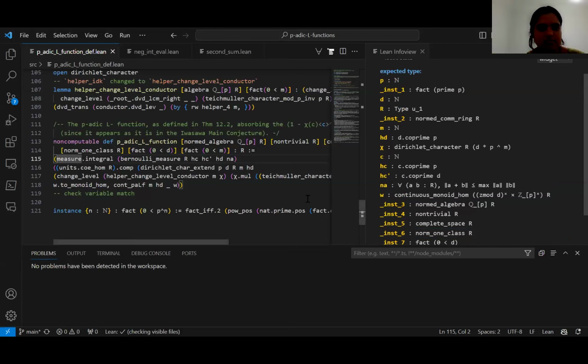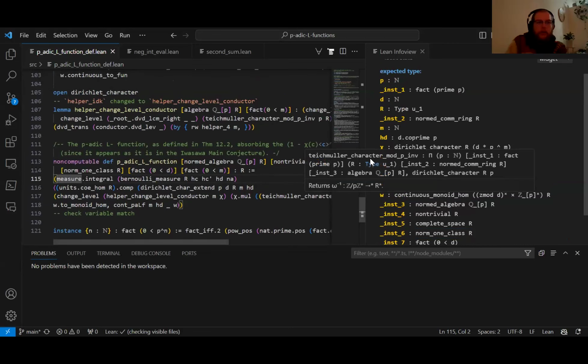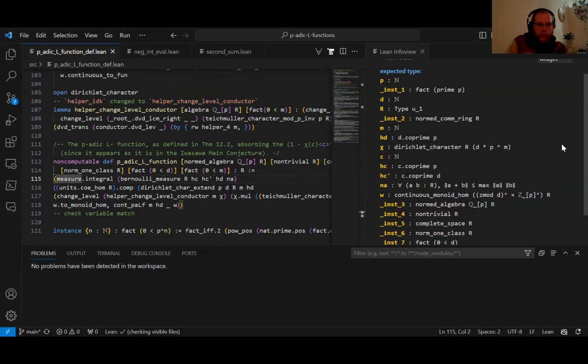Is my screen visible now? No. Yes. Yes. Now we see VS Code.